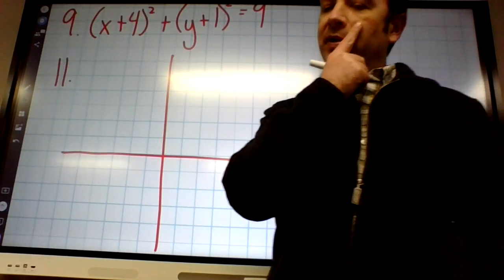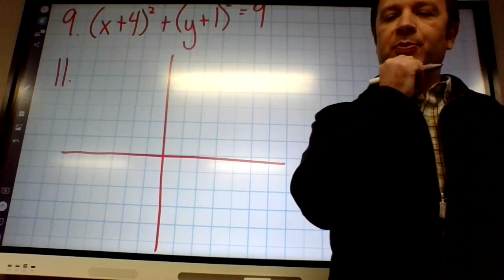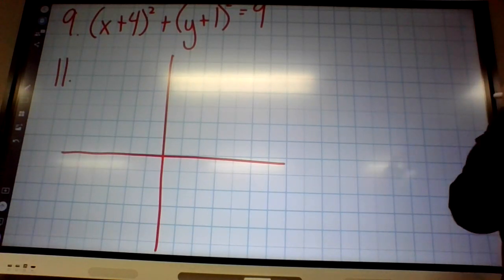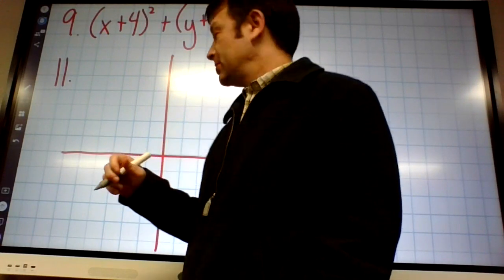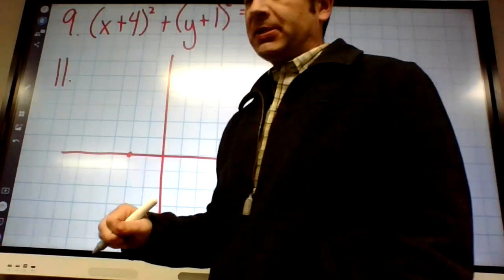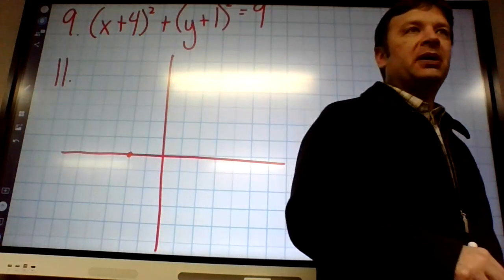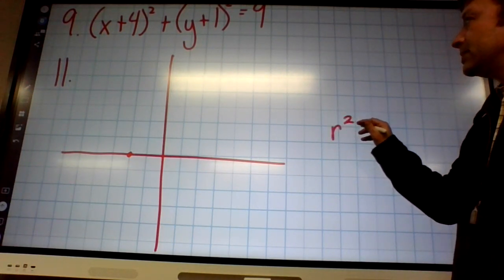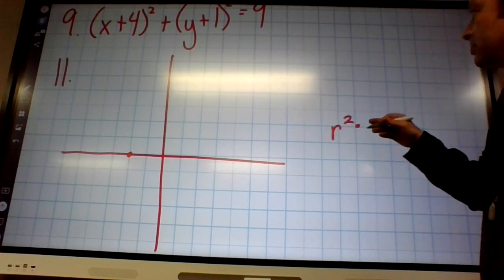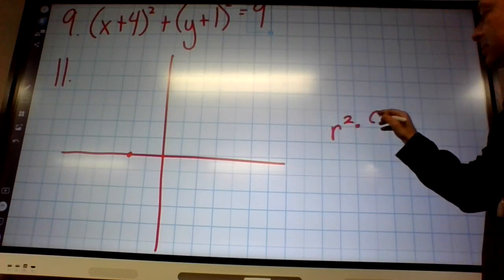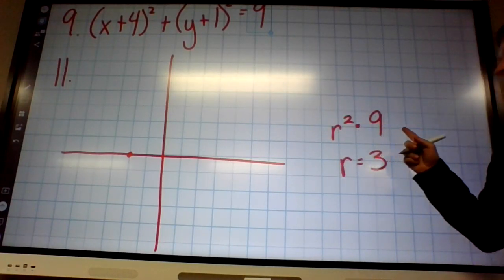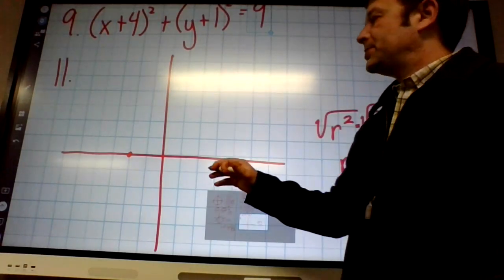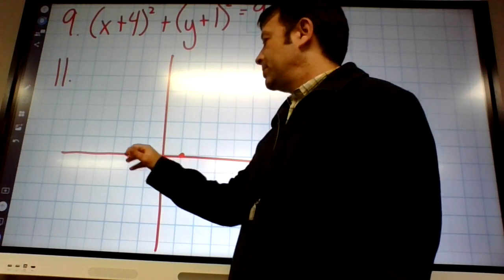Okay, if there's a plus 2 on the x, where's the center of the graph going to be? Left 2, because it's on the x. So the center is at negative 2, 0, so I'll put it up there. And then it says equals 9. There's a 9 out there, what must the radius be? It's kind of the opposite of number 9, we just did it. What was the radius on number 9? 3. If that number is 9, the radius must be the square root of 9, 3. So from the center, I'm going to go 3 in every direction: 3 up, 3 down, 3 left, 3 right.